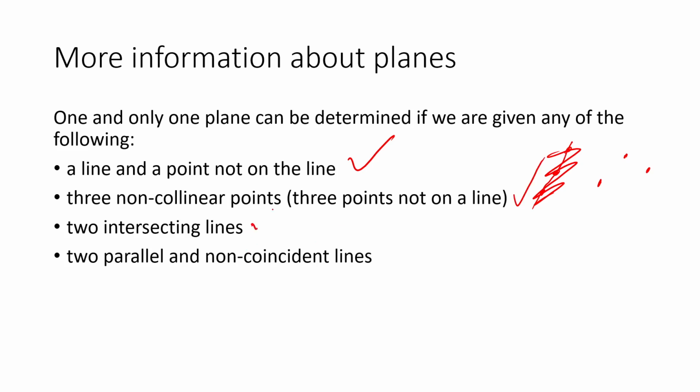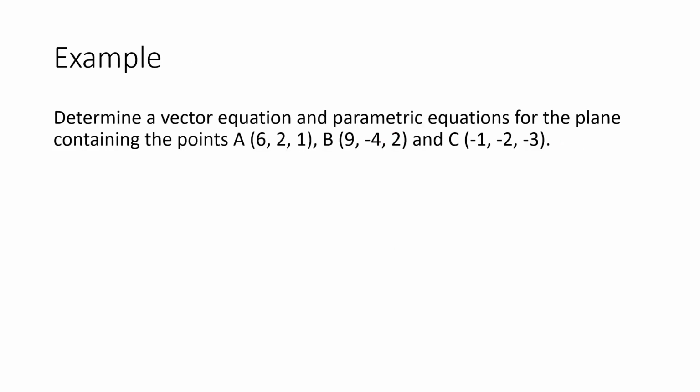We could have two intersecting lines, both of which are on the plane. That'll let us know non-parallel intersecting lines. That'll let us have enough information to get a vector and/or parametric equations for a plane. And finally, we could have two parallel non-coincident lines. That would also do it.